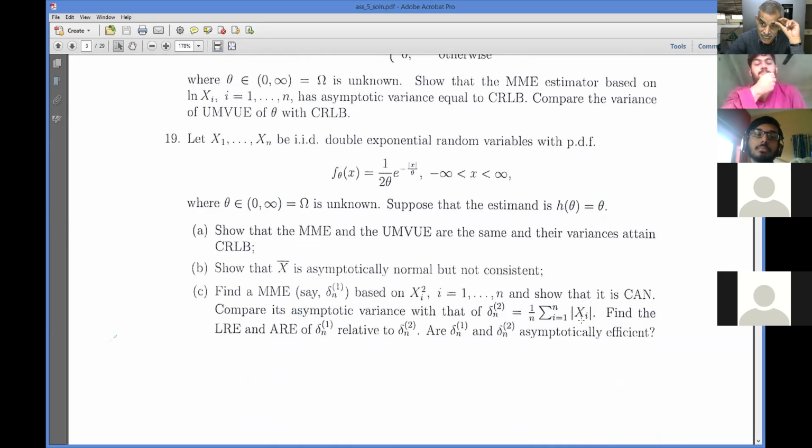I think a similar kind of thing we gave in the exam, except that there it was normal. Find the LRE and MRE of this thing asymptotically. It says 19C.